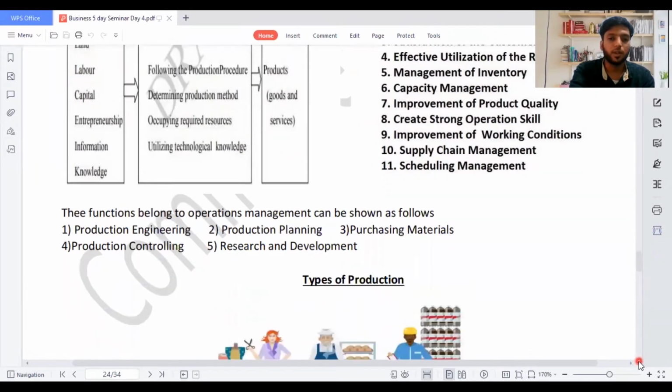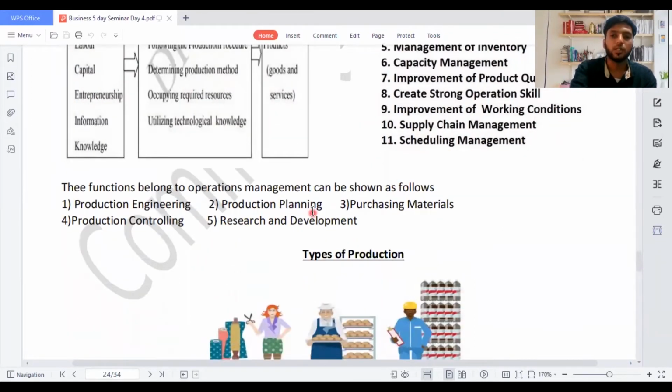The functions that belong to operations management can be shown as follows. So what are the operations management functions? Number 1, they are production engineering, production planning, purchasing materials, production control, research and development. So again, in management, you learn 4 functions: planning, organizing, leading, controlling. Same way in operations management, you have 5 functions you need to know.